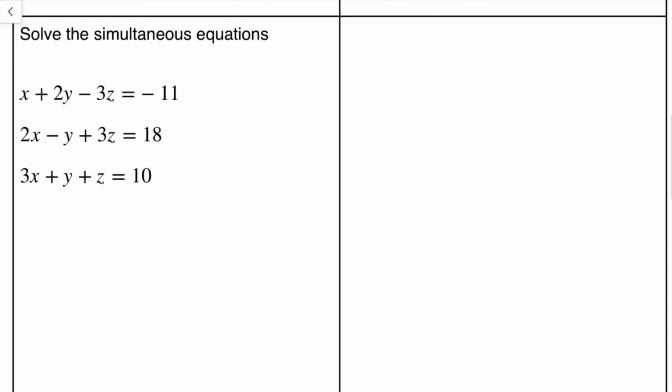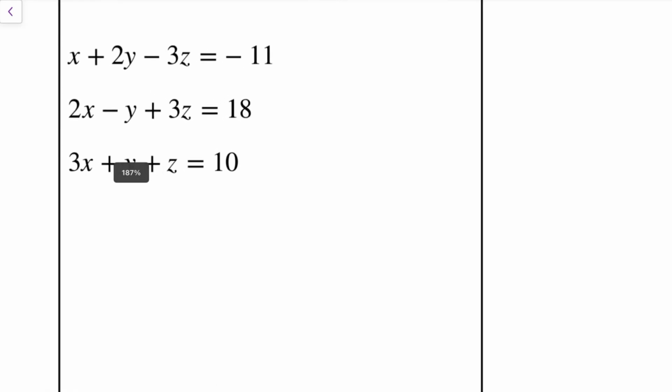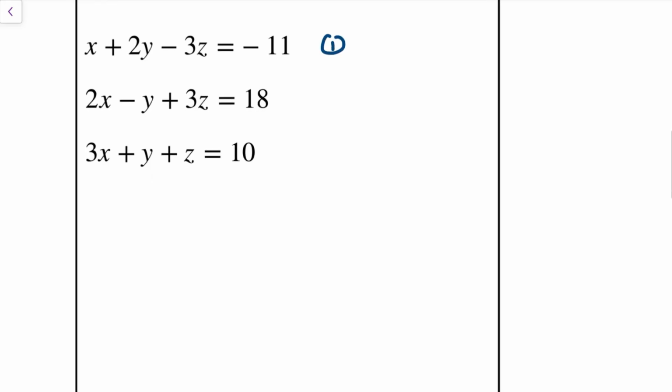Great. Next question. Oh, we have another simultaneous equations. I'm not a big fan of these, but you do need to know how to do them. What looks quite nice is I can see actually that none of them are that far out, are they? So I'm going to do everything in terms of z and get rid of the z's first. So let's call this equation 1, equation 2, and equation 3.